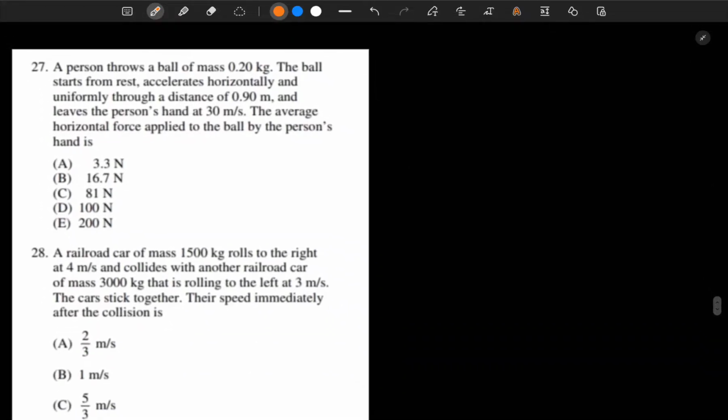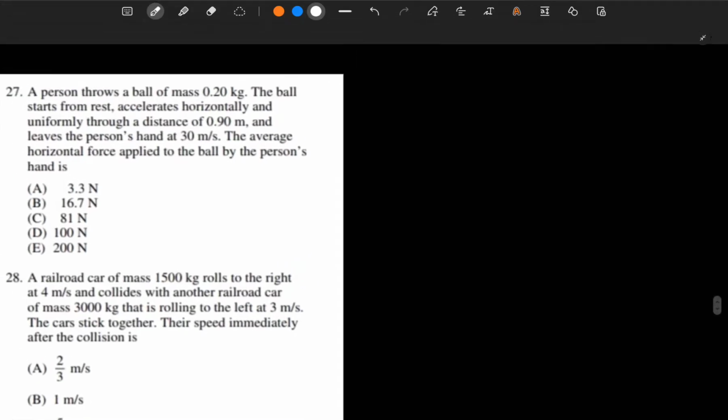Next, a person throws a ball of mass 0.2 kilograms. The ball starts from rest, accelerates horizontally and uniformly through a distance of 0.9 meters, and leaves the person's hands at 30 meters per second. The average horizontal force applied to the ball by the person's hand is what?